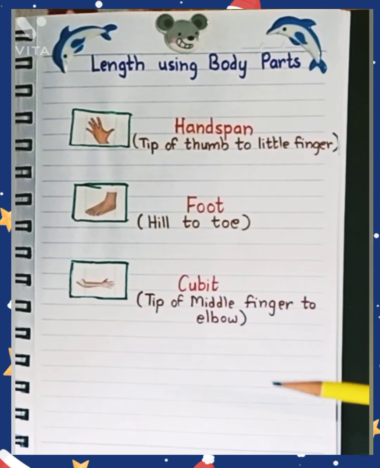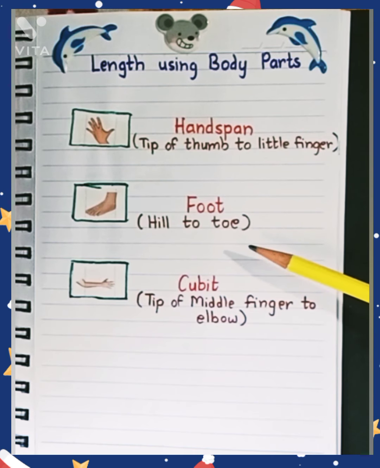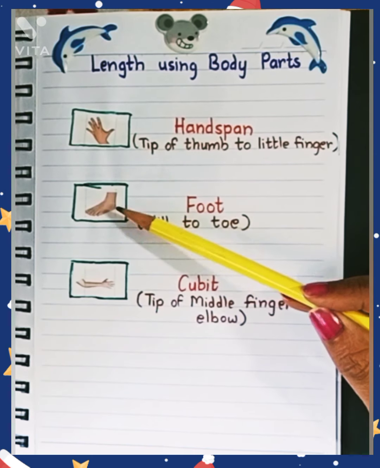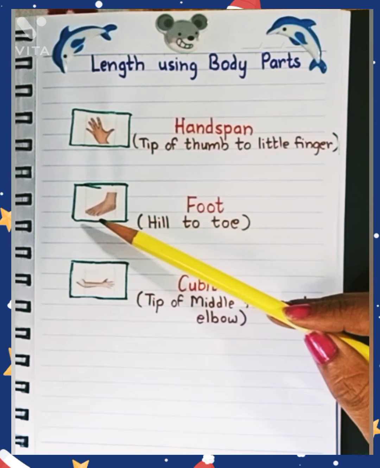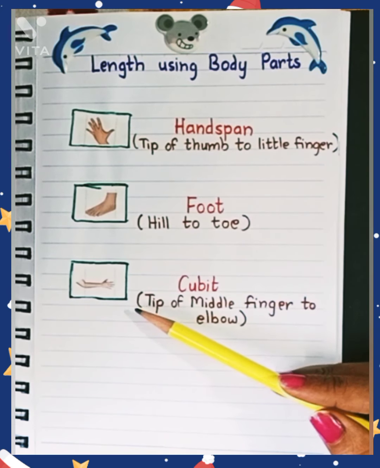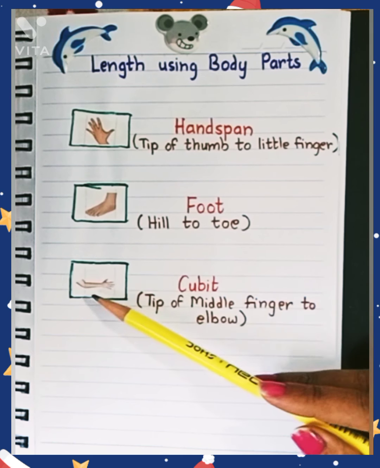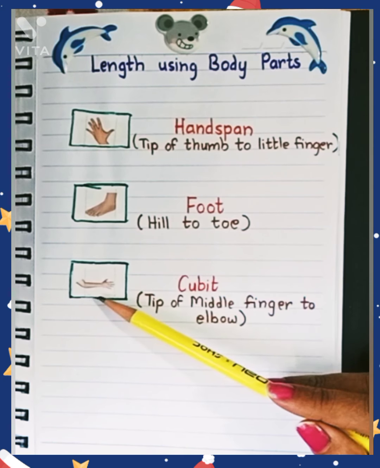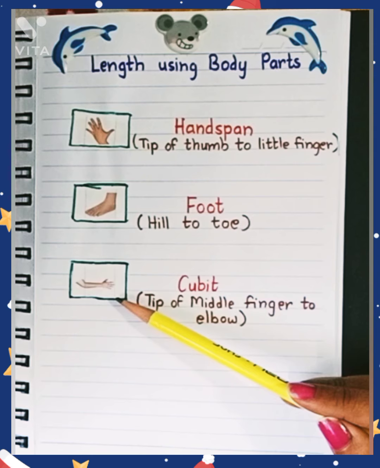Now look at the second picture. The distance of the heel from the toe is a foot. The distance from heel to toe is a foot. Now look at the third picture. The distance between the elbow and the tip of the middle finger is called the cubit.